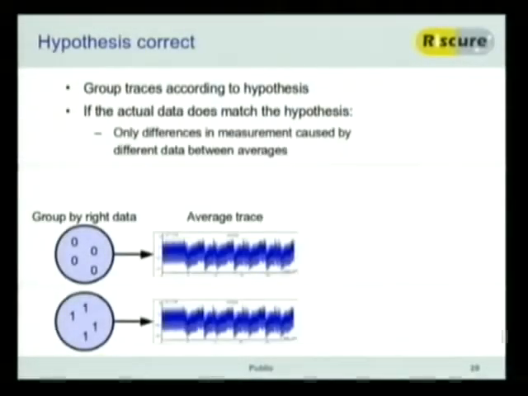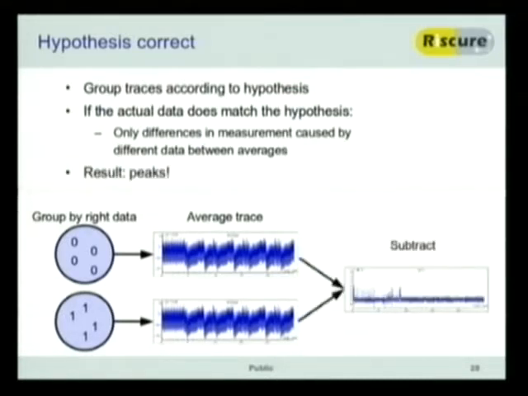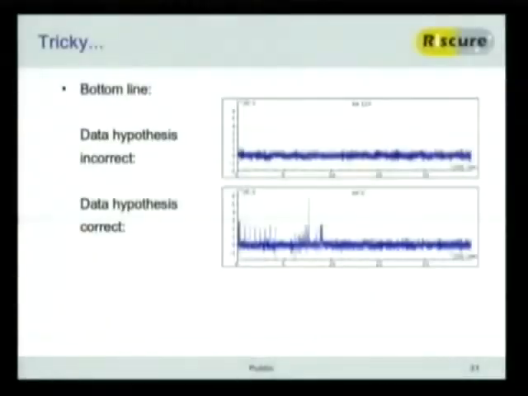Now if we group according to the right hypothesis, we get back into the original situation where there is a statistical significant difference, and when we subtract, we actually get these peaks. Okay, so that's all kind of tricky to get your head around, and it's going to get even more complicated in the next few slides. But the bottom line is, if our hypothesis is incorrect, we get nothing. And if it's correct, we see these peaks.